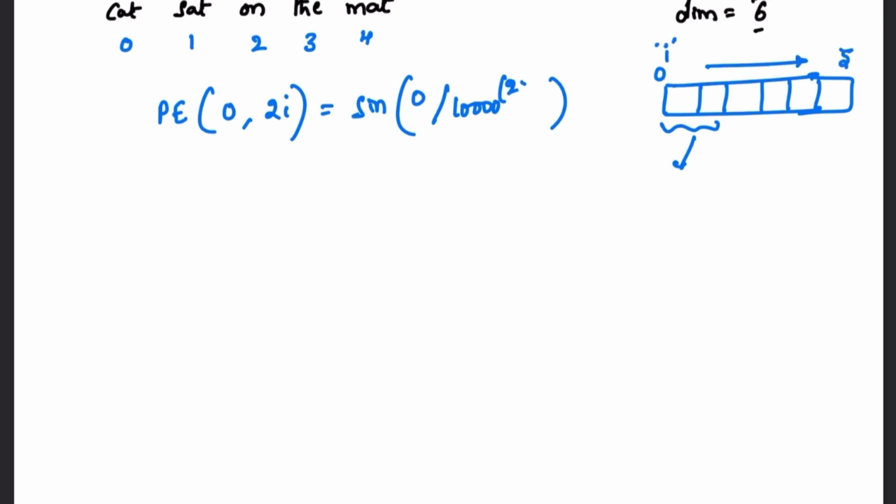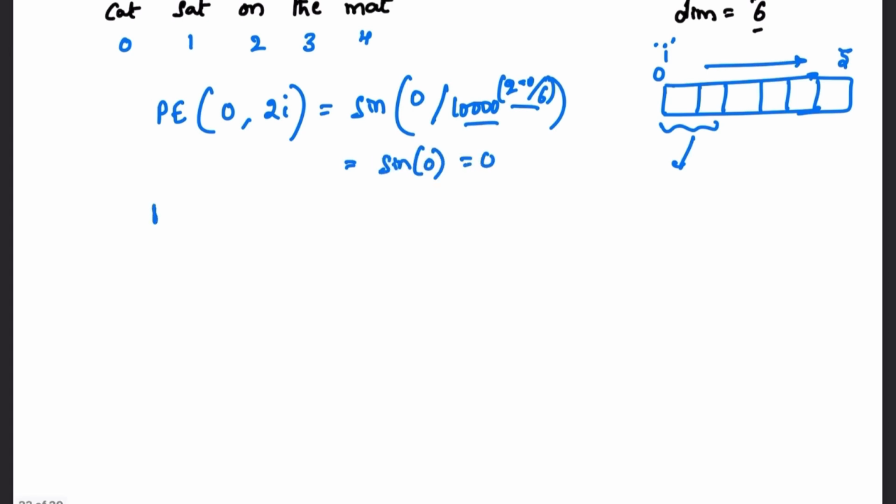So initially i is 0, and divided by how many dimensions are there? 6 are there, right? So this will be 0. So 10,000 power 0 will be 1. So 0 by this one will be 0. So this will be finally 0. Sine of 0, right? So this is 0. Similarly, I want to do position encoding for the same cat. 2i plus 1 means the next position for this one. So this we got 0.